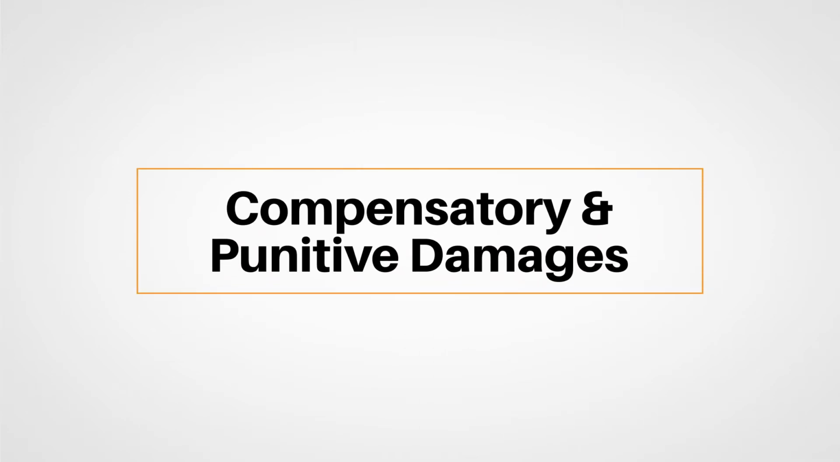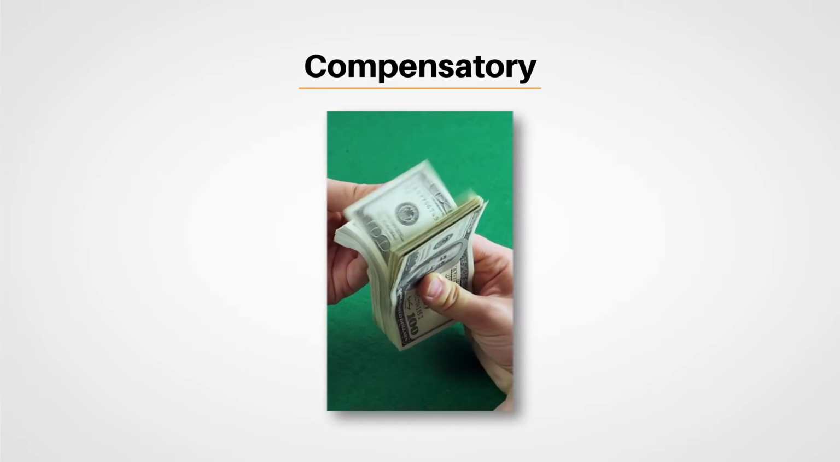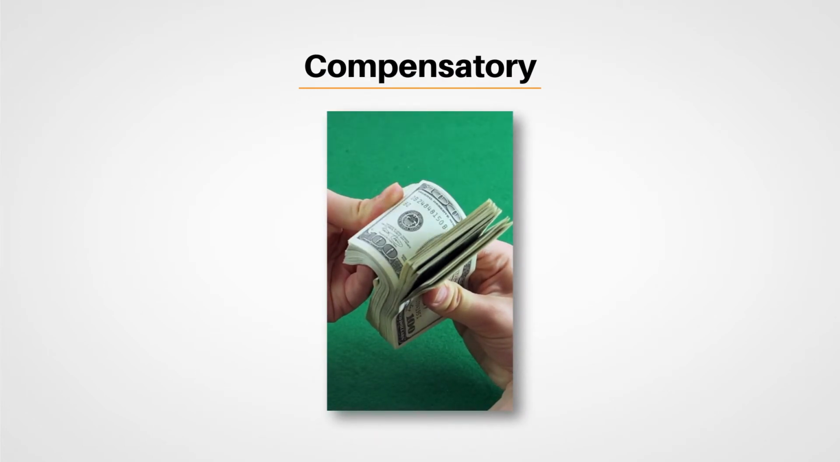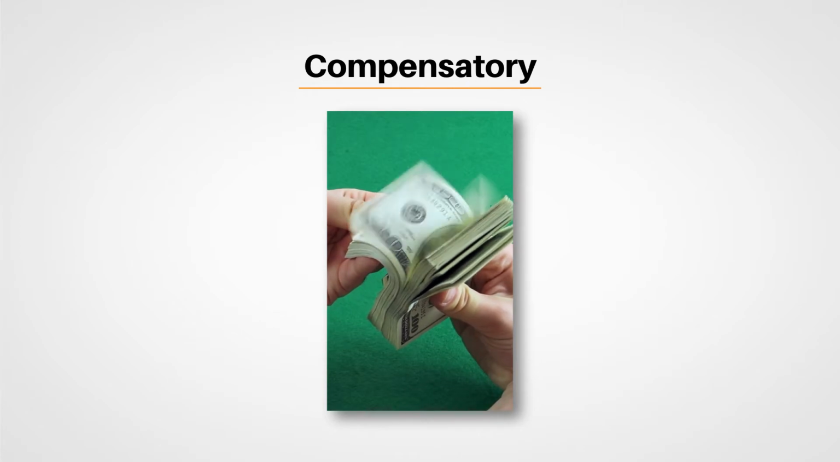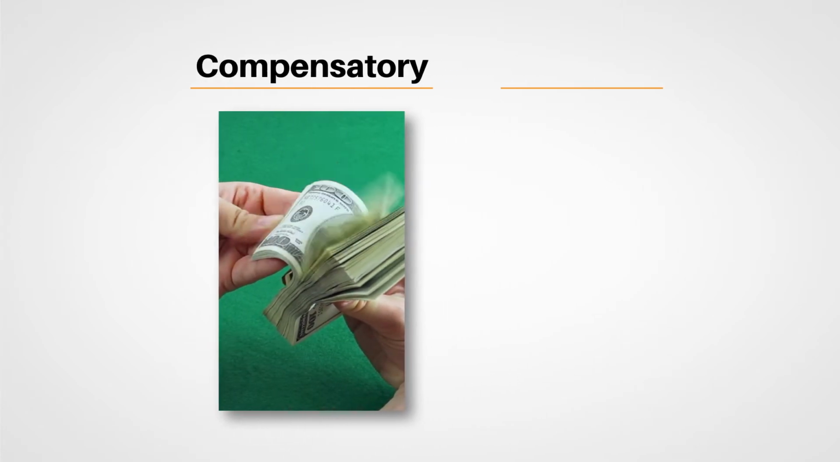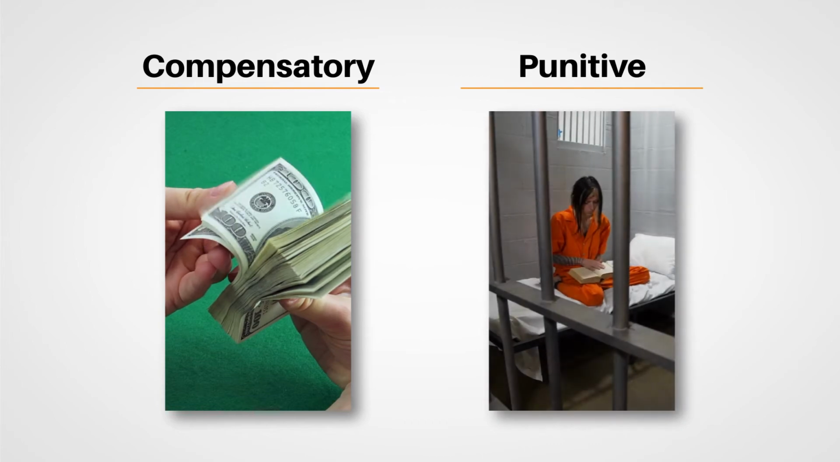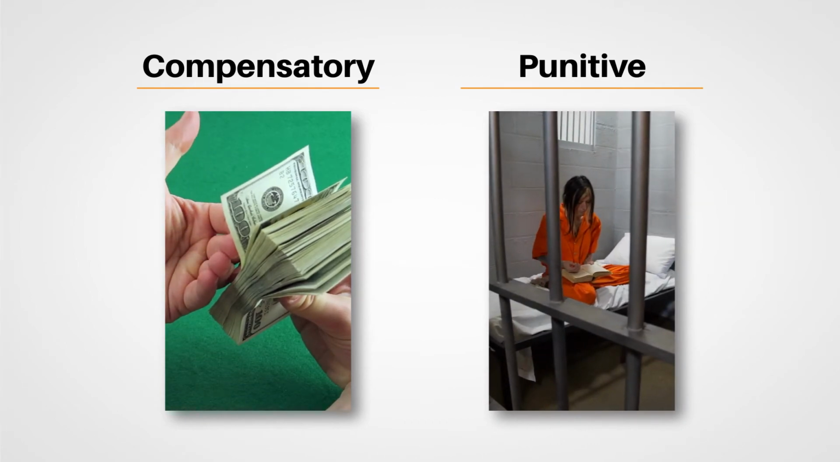The last portion of this section covered compensatory and punitive damages. Compensatory damages are awarded to compensate the harmed party for damages and are intended to make up for the loss actually incurred by the damaged party. Punitive damages are meant to punish the wrongdoer and serve as a deterrent to others.